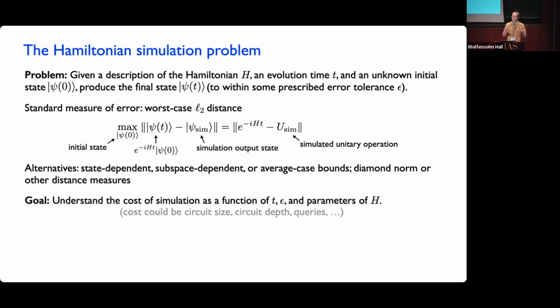And we can measure this cost in various ways. Usually the thing that we're going to focus on is the number of gates or the circuit size in the circuit for implementing the simulation. But of course, you can focus on lots of different quantities. And in some cases, it's useful to think about query models for Hamiltonian simulation problems. And sometimes results about query complexity for Hamiltonian simulation can be useful for getting a handle on the complexity of things. And we'll talk about examples of things like this in a bit.